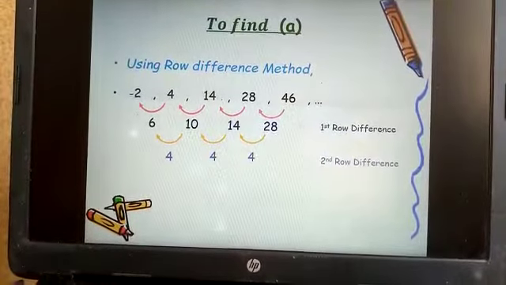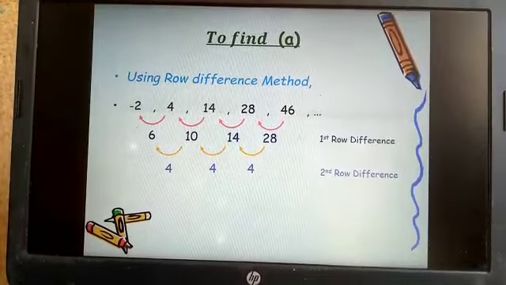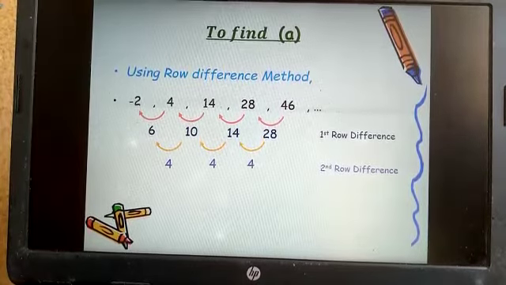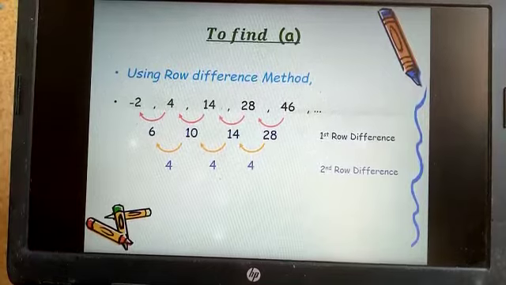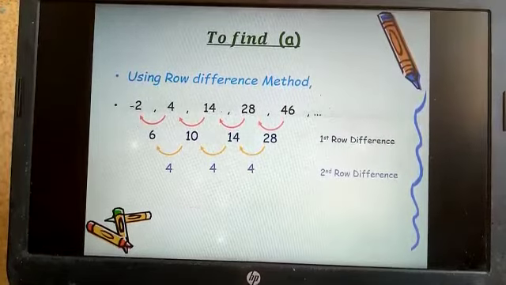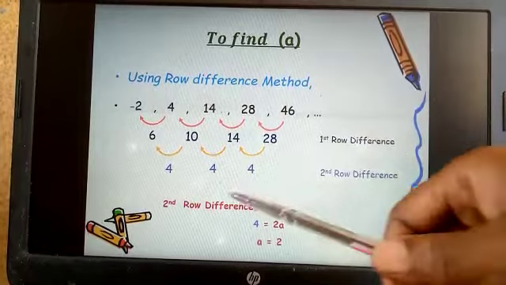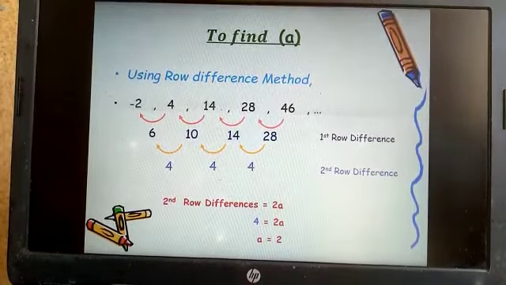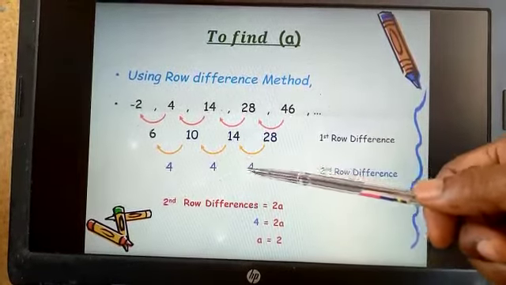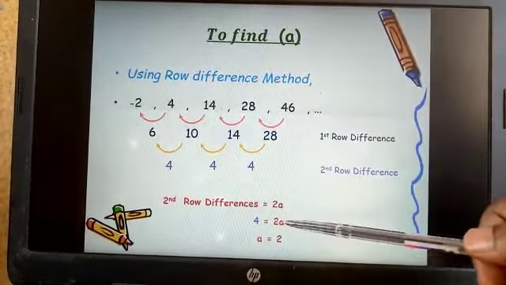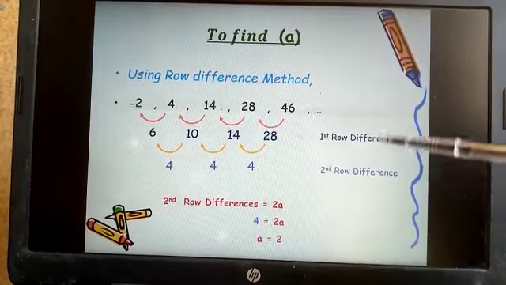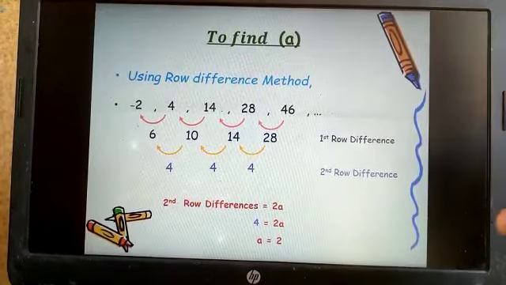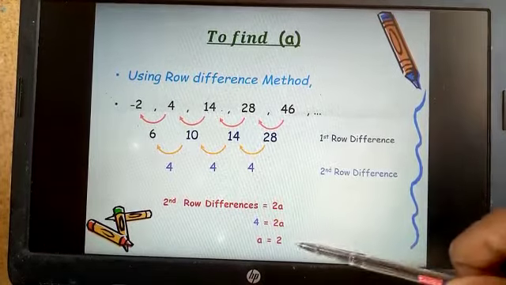As you said, the first thing to do is to find your A. Since you know the end term formula, you've already quoted it. How do you find your A? The second row difference is always equal to 2A for a quadratic sequence. So my second row difference, which is equal to 4, is given as 2A. So from that, we compute our A as 2. So the constant A in the formula is 2.